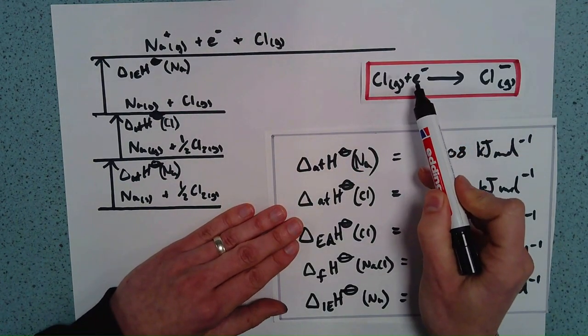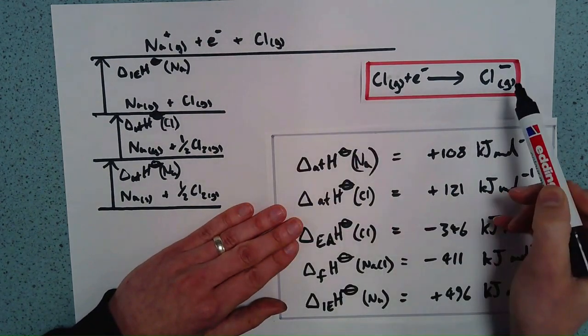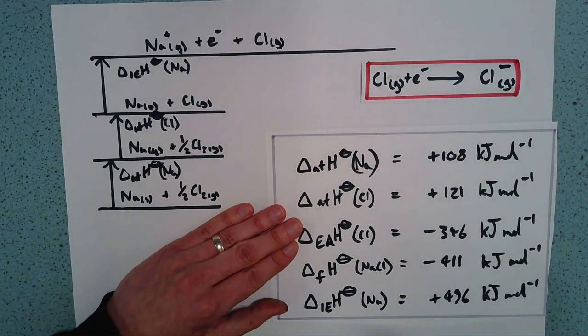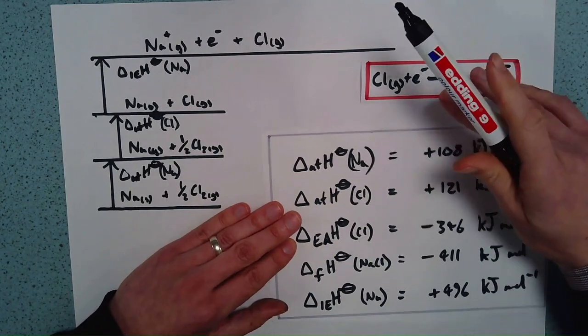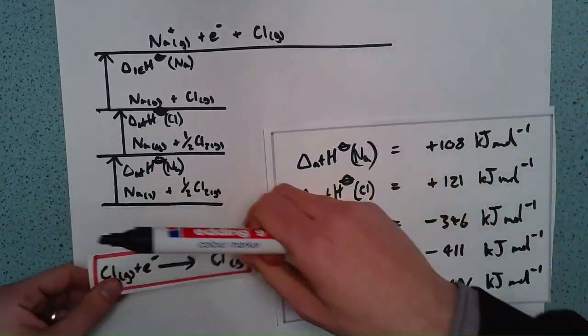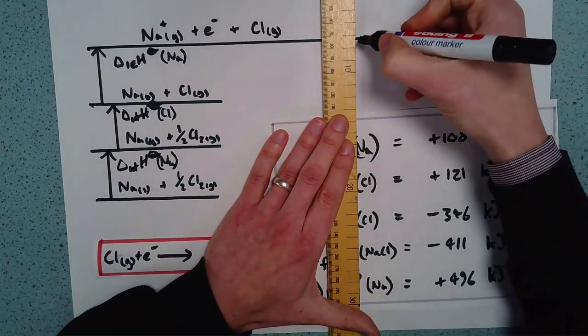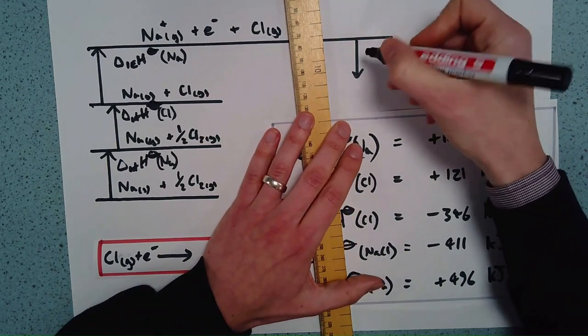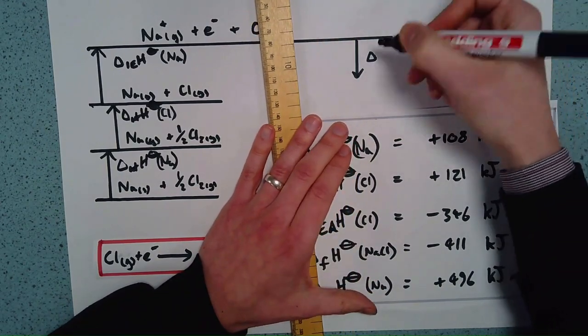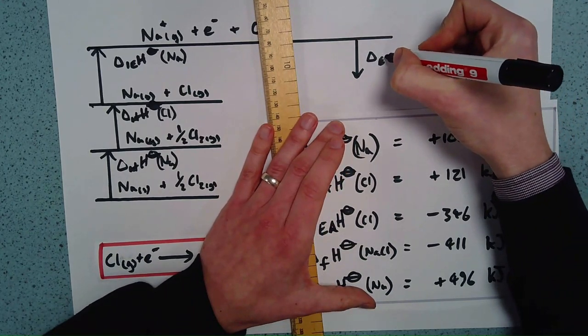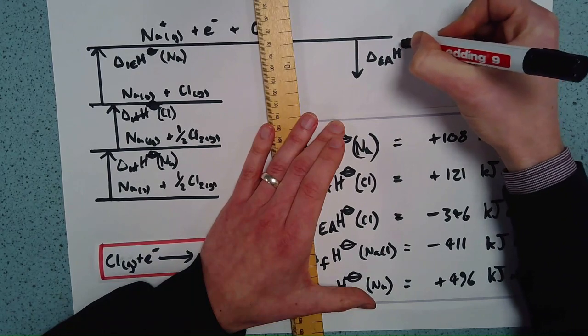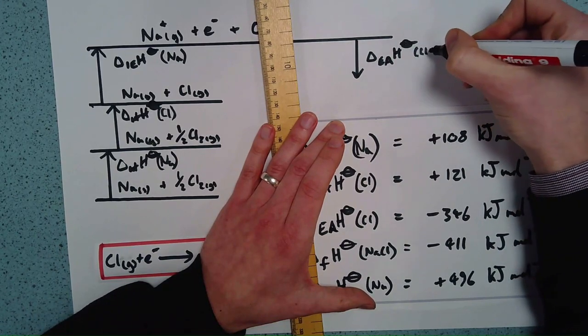Now the chlorine is reacting with the electron. So this chlorine and this electron are going to react together, and that's going to make Cl minus. But if you look at the data here, that is the electron affinity. We've got minus 346. So minus 346 means we're going to go down. Put that over there for a minute. On this side, I'm going to put delta EA H for chlorine.